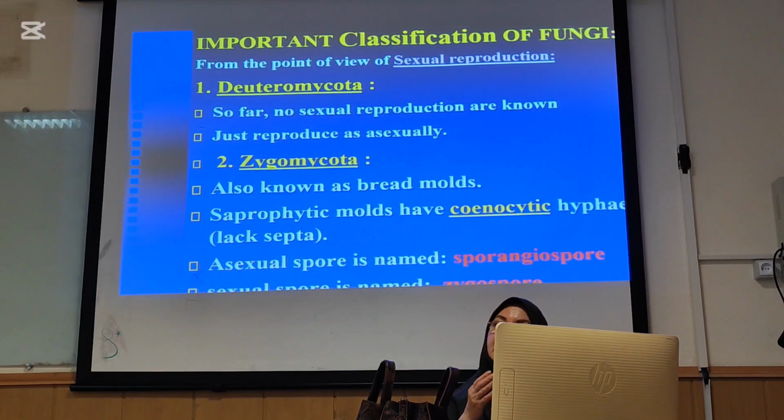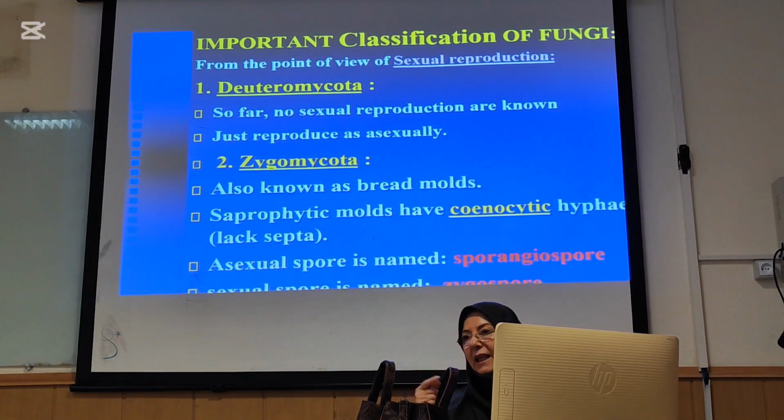What is the sexual spore? In Zygomycota, we have zygospore. From the name, because they're very similar to each other. So, Zygomycota is named zygospore. Asexual reproduction is usually seen under the microscope as sporangiospore.